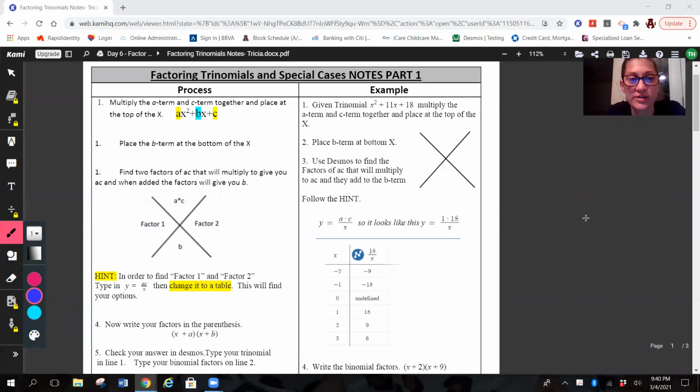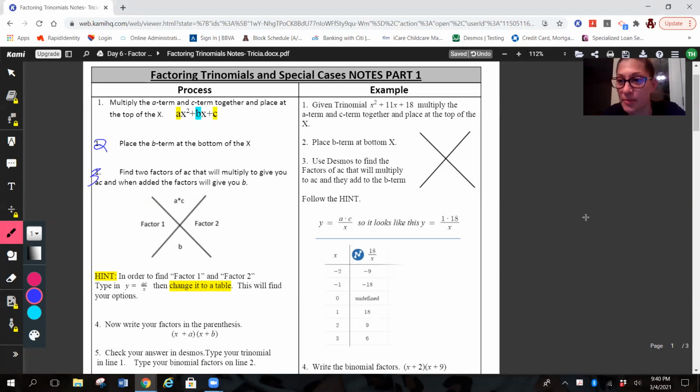All right, today we're going to talk about factoring trinomials and special cases, notes part 1. So I've got some steps over here. I don't know why they're all 1, 1, and 1, but I believe those are typos. Okay, so we know that a trinomial is 3 terms. So the process is on the left, the example is on the right.